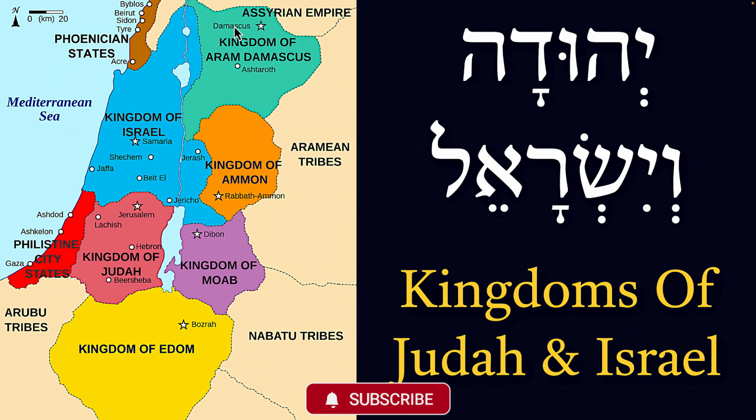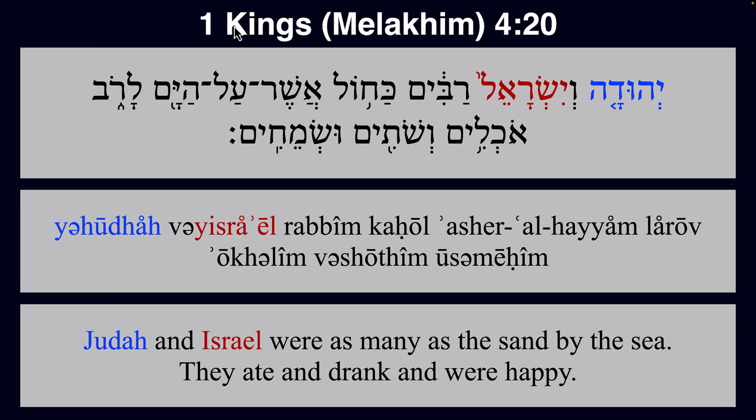This is Moses Gumedi, and in this video we'll talk about the two kingdoms of Judah and Israel, or the two houses of Judah and Israel. Let us read the book of Kings, 1 Kings chapter 4, verse 20 in Hebrew.